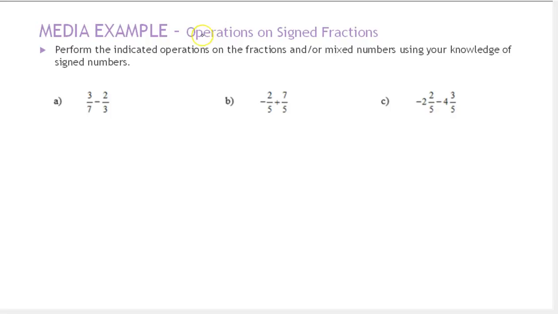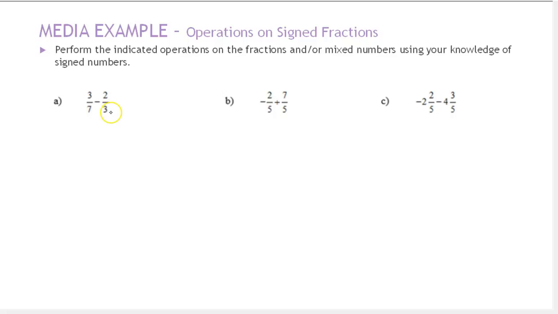In this video, we're going to perform operations on signed fractions. Perform the indicated operations on the fractions and/or mixed numbers using your knowledge of signed numbers. So we've already learned about operations on fractions, and we've learned about operations on integers. So now we have signed numbers or signed fractions. They're not integers, but we're going to combine the sets of rules that we've learned, and they're going to apply to these different cases. So first we have 3/7 minus 2/3.